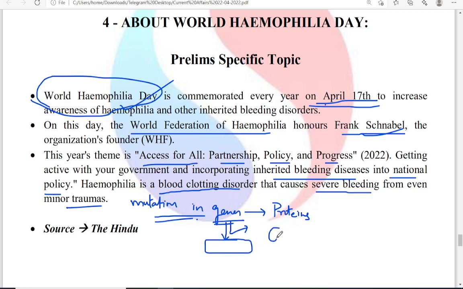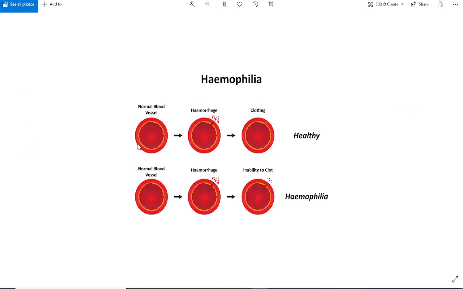Coagulation factors help with clotting, but here the genes are unable to give instruction for the coagulation factors to act. That's the reason why clotting will not occur and hence there will be severe bleeding. If you see normal blood vessels, and some damage has been done to the blood vessel, then the bleeding starts. If the person is healthy, the genes will instruct the particular protein, the coagulant factor, to clot the blood vessel and hence the bleeding will stop.